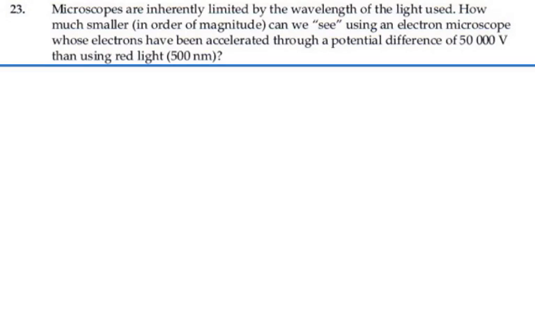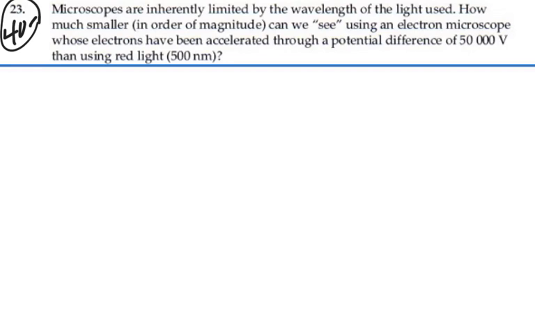Here's problem 4023. Microscopes are inherently limited by the wavelength of the light used. How much smaller in order of magnitude can we see using an electron microscope whose electrons have been accelerated through a potential difference of 50,000 volts than using red light of 500 nanometers?